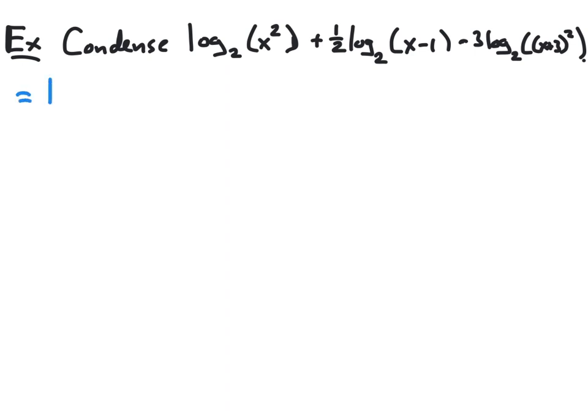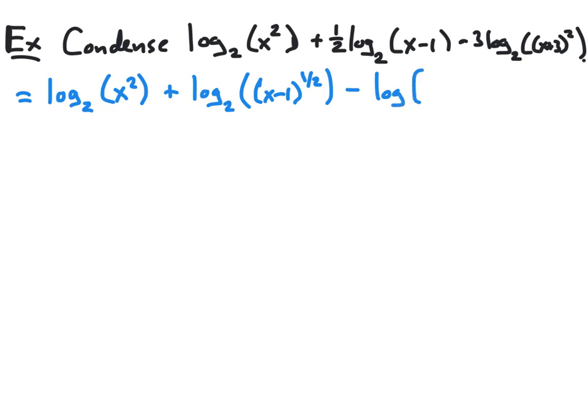So the first thing that we need to do is deal with the coefficients that are in front of the second and third logarithmic expression. And we can use the power rule to move those coefficients up as exponents of the thing inside the logarithm. So 1/2 log base 2 of x minus 1 can be written as log base 2 of x minus 1 to the 1/2 power. And similarly, 3 times log base 2 of x plus 3 squared can be written as log of x plus 3 squared to the third power.